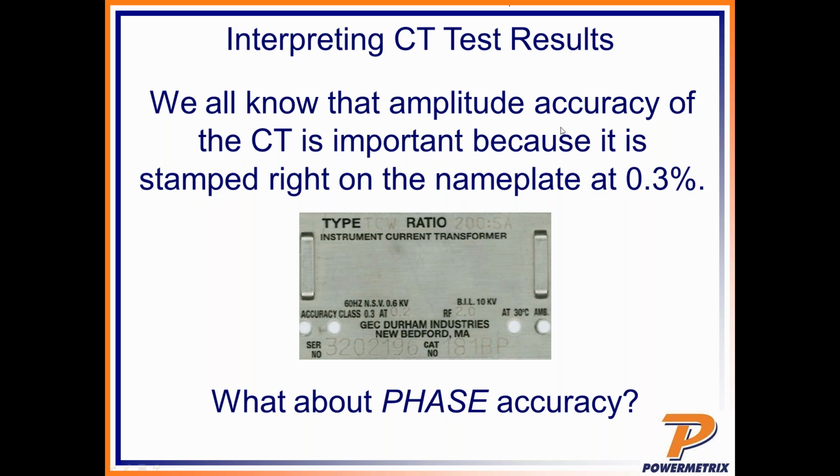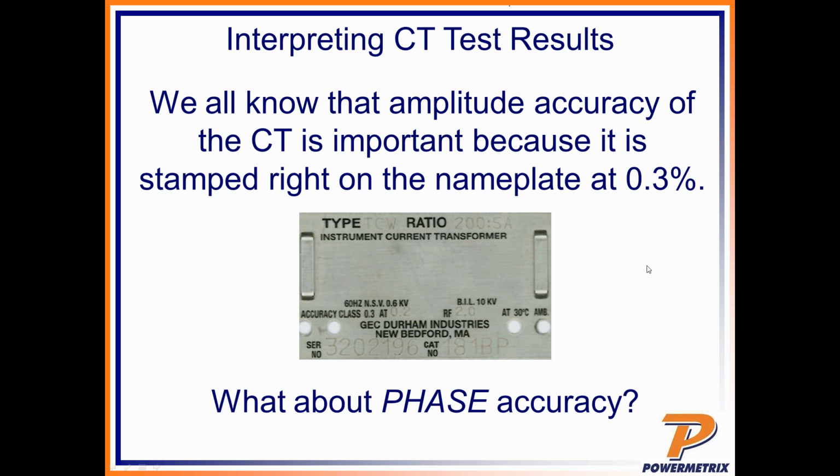So we all know the amplitude accuracy is important, right? It's stamped right there on the nameplate at 0.3%, which is right here. But once again, what about the phase accuracy? That's what the PowerMaster is showing you as well. So what does the phase accuracy of the CT actually mean?